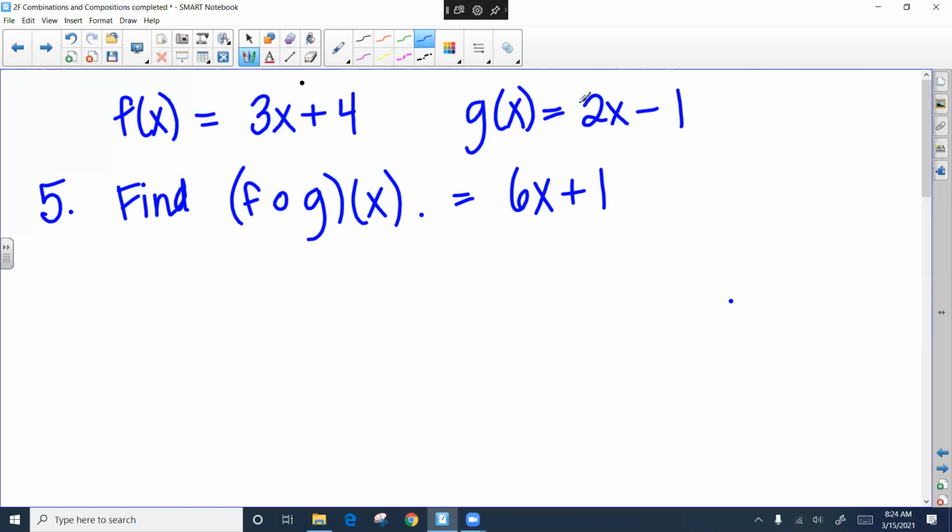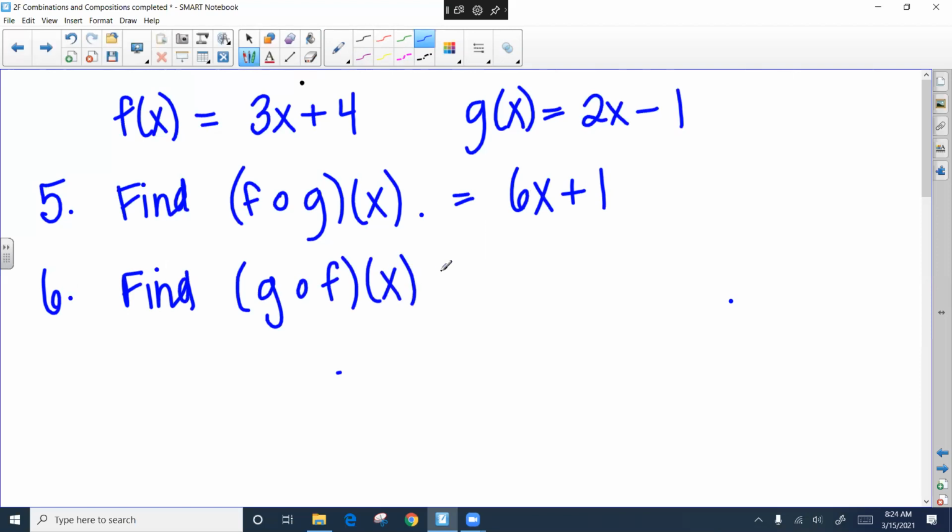And that one we plugged g of x into function f. All right, some of you already did it, but I'm going to ask it in case you didn't do it yet. I also want you to do the other way around, g of f of x. If you already did, then that's fine. If you didn't, go ahead and take a minute and do the other way around, g of f of x.